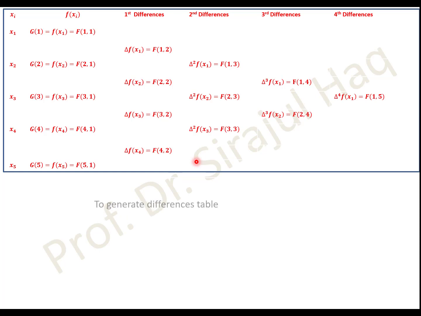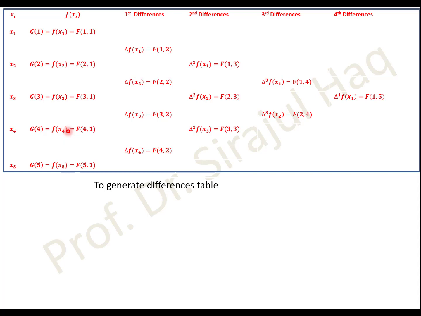Let's go for a loop. Let's generate the differences. What is the difference between the previous and this one? The difference is this difference. I don't need the division. Delta f of x1 is equal to f of x2 minus f of x1, this minus this one. Delta f of x2 is equal to f of x3 minus f of x2. Delta f of x3 is equal to this minus this one. And similarly, delta f of x4 is equal to this value minus that value.